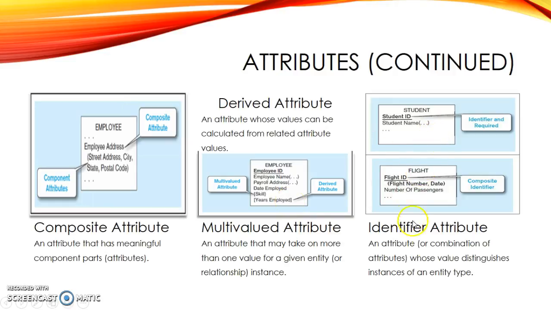Now, for identifier attribute, it's pretty much the primary key. They're used interchangeably. Same thing. Student ID, or let's say social security number. It's a really good identifier because it can directly link to just one individual.